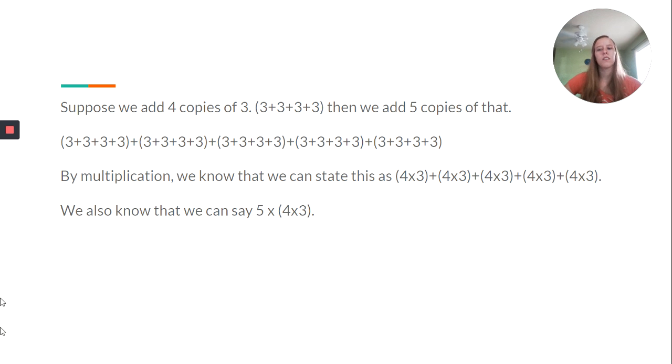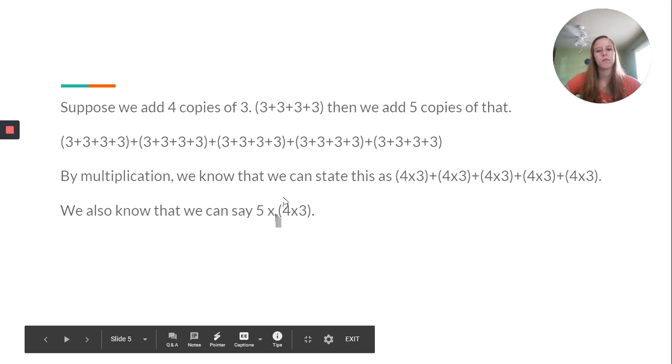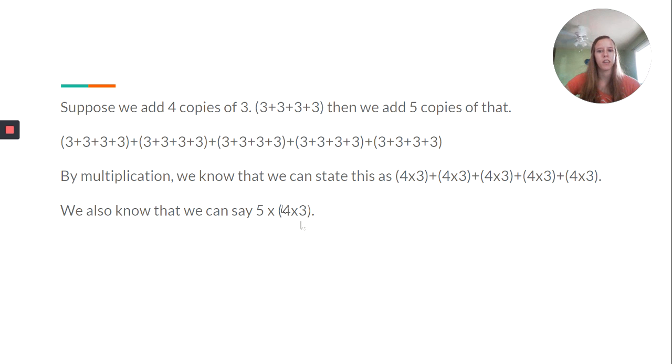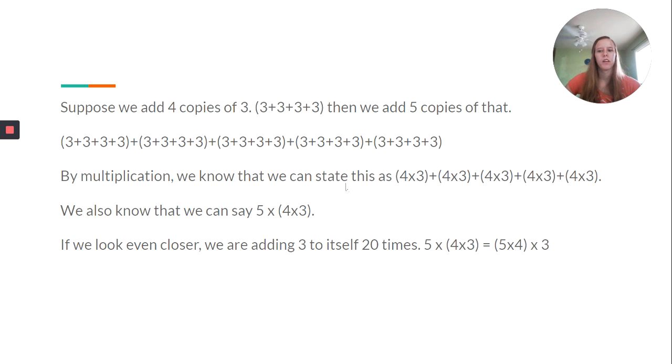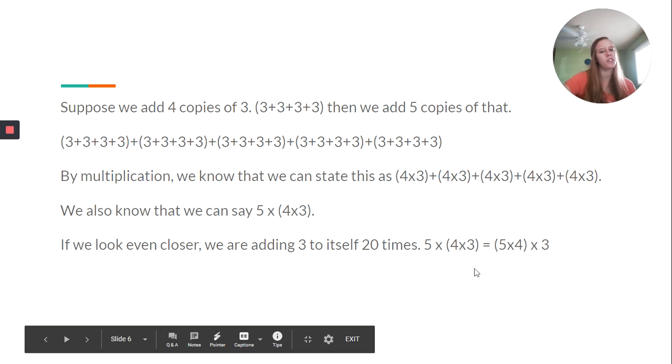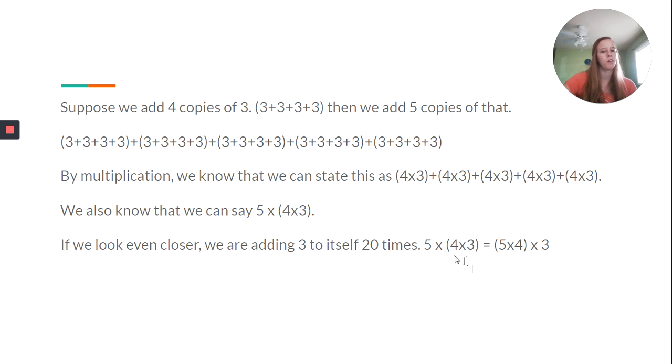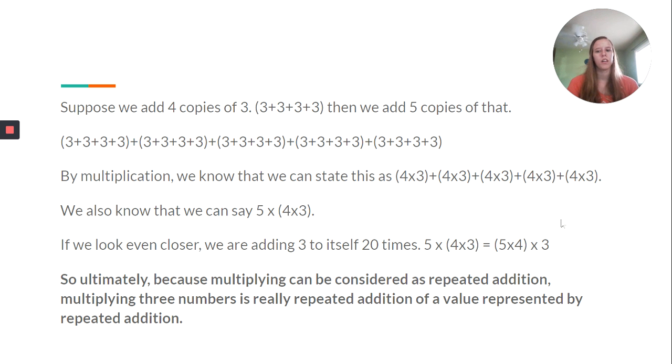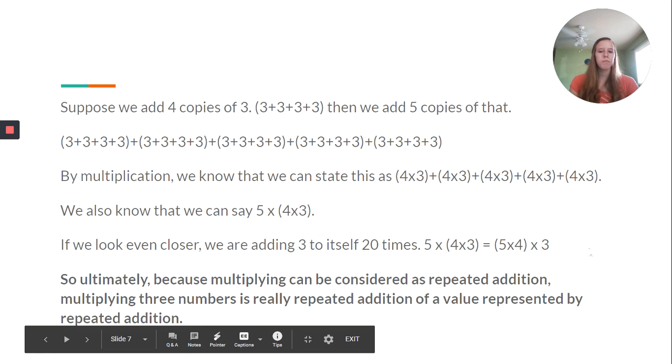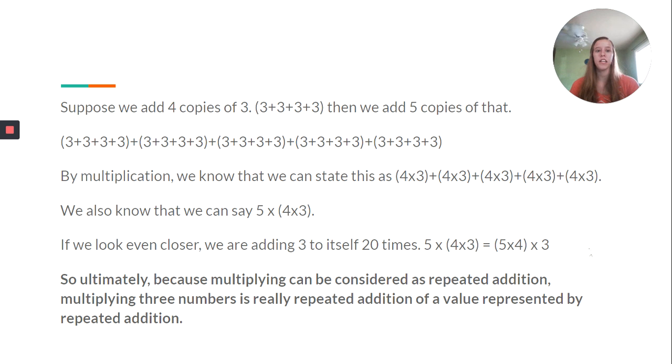We also know then that we can say 5 times (4 times 3), with the parentheses meaning 5 times that quantity. So if we look even closer, we are really adding 3 to itself 20 times, because 5 times 4 times 3 equals 5 times 4 times 3. So you have 5 times 4 is 20 times 3, so you're adding 3 to itself 20 times. Ultimately, because multiplying can be considered as repeated addition, multiplying numbers is really repeated addition of a value.